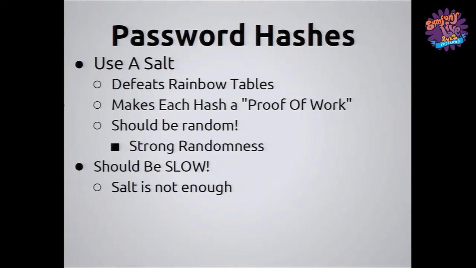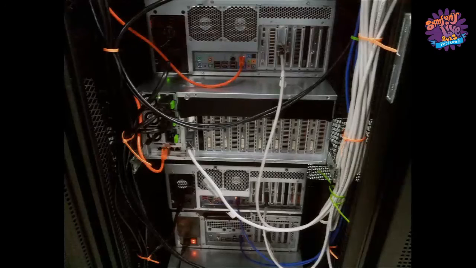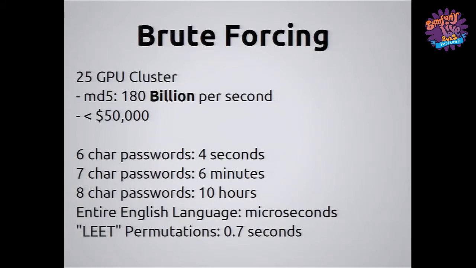The other thing is that hashes need to be slow. The salt is not enough. And the reason is this thing. Last year, in the November timeframe, I believe it was, there was a conference in Norway called Passwords 12. And in it, this guy showed this box and 6 others just like it. It's a 25 GPU cluster. It costs less than $50,000 to build, and it can do 180 billion MD5s per second.